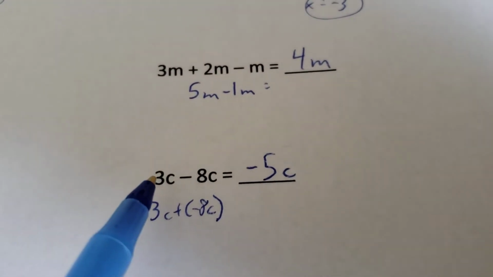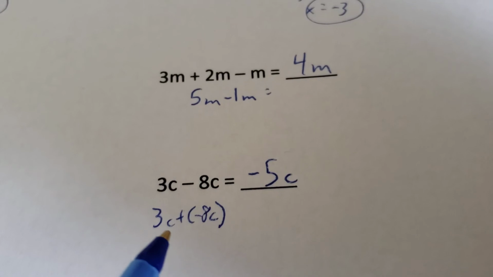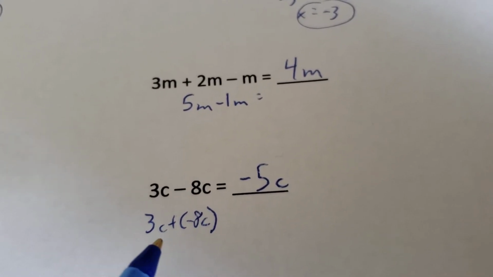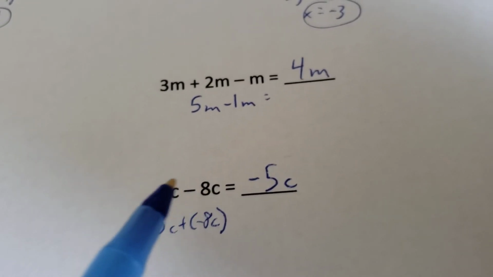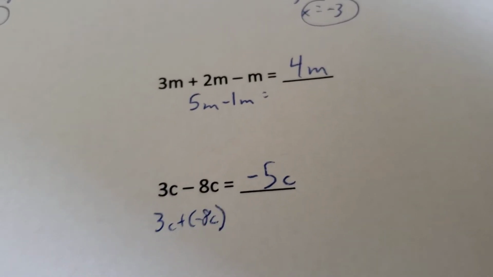And then 3c minus 8c, you might want to think of that as adding the opposite, like we talked about with subtracting integers earlier this year. 3c plus negative 8c. Either way you want to visualize it, it's a negative 5c.